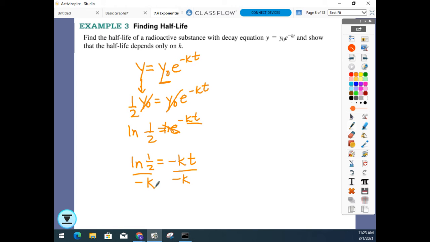Now I'm going to show you something kind of slick that's helpful to remember. I'm going to rewrite this ln of 1/2. And watch what I'm going to do. I'm going to bring the 2 to the top, so that makes my exponent negative. And think back to your log properties. If you have a power, you can bring that power to the front.